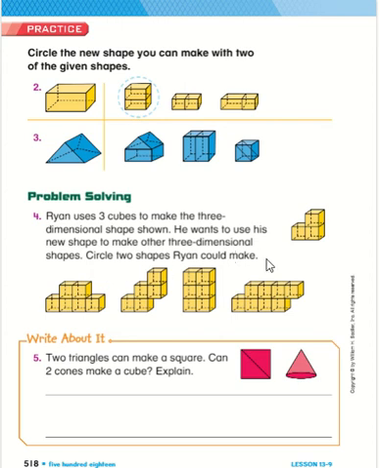So circle two of the shapes that he could make. All right, so we're looking for two shapes that have this new kind of backwards L-shaped shape that he made. So if I look here, I can see that here's one of those L-shapes, and then here's another one. So that's a shape that he could make.